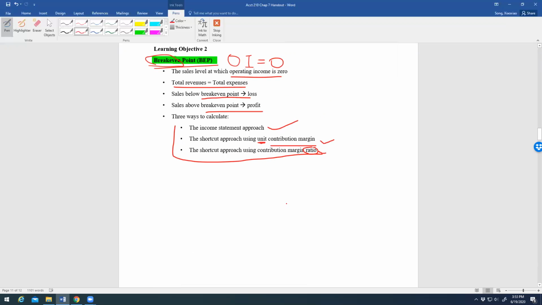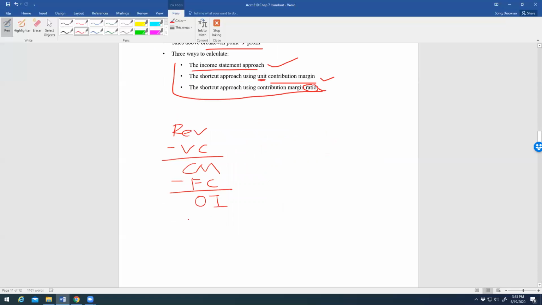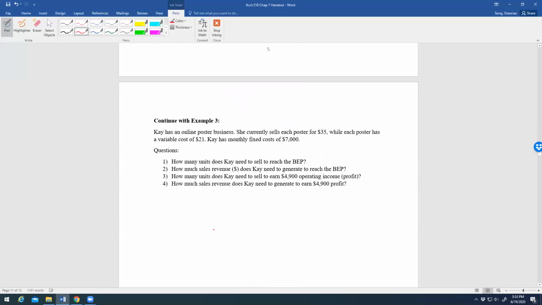I have a big space here, so maybe I want to write the first method with you. The income statement, one more time, is always your revenue minus all the variable cost, which gives you contribution margin, minus all the fixed cost, which gives you the operating income. Let's look at this example and do all 3 methods. You pick one that you like and memorize that one. Use it for your exam or for your assignments.